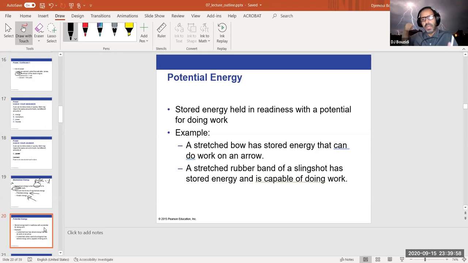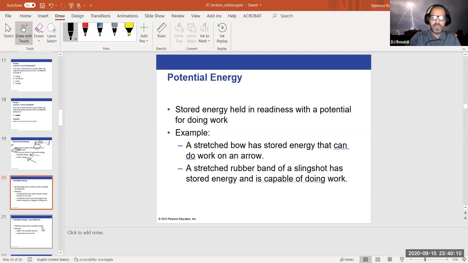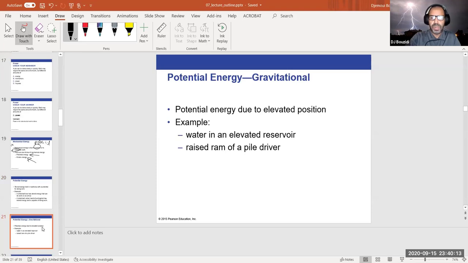Stretched bow, for example, is potential. The minute you let go of it, it's going to convert it to kinetic energy. It does work for you, okay? Same thing with a rubber band, same thing with a spring, same thing with all kinds of things. If you stretch a string or compress it, you release it and it's going to convert that into kinetic energy. It's going to do work for you, actually.